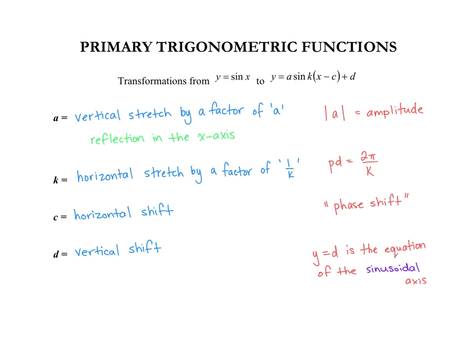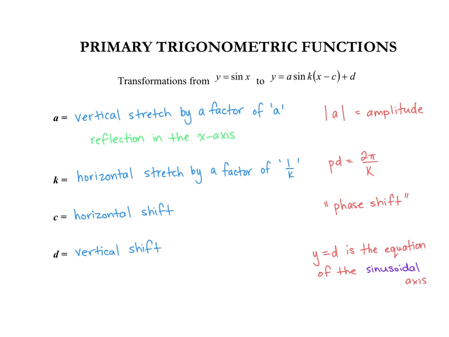Our k value is our horizontal stretch by a factor of 1 over k. You'll recall that our horizontal is opposite of how we read it. Our c is a horizontal shift, and d is a vertical shift up or down. You'll notice that I have not included in here where k is less than 0, so where there is a reflection across the y-axis, because we'll notice that our curves that we're using are periodic, so they will repeat themselves over and over. Okay, so those are your key transformations, but we can also take information from those transformations.